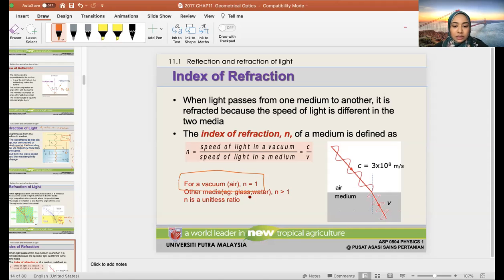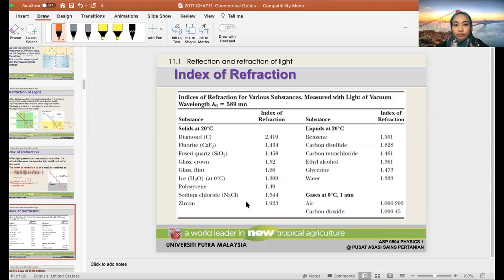Other media, such as glass or water, will have an n greater than 1. n is a unitless ratio, so it doesn't have any units. Okay. So here, this is a table that shows you the index of refraction for various materials. You don't have to memorize this, just general knowledge here.